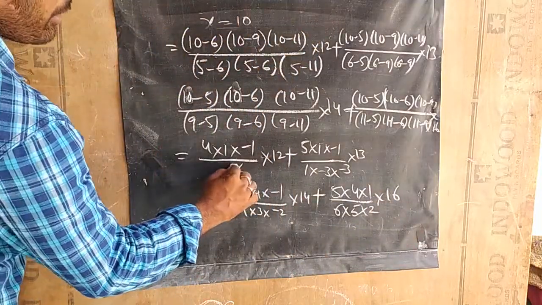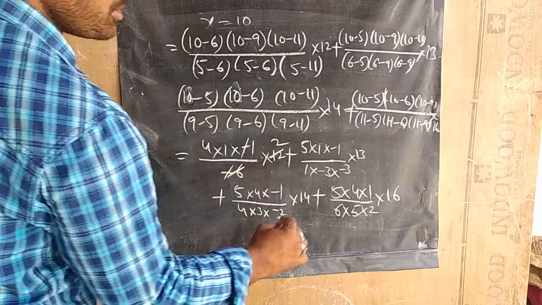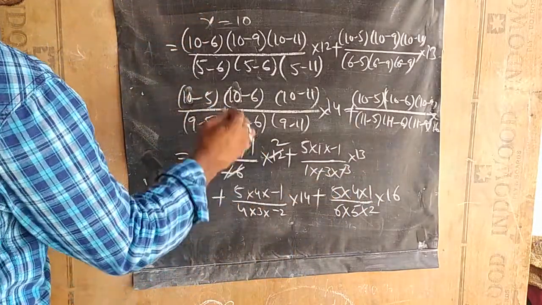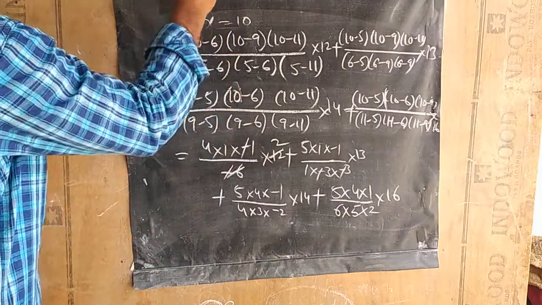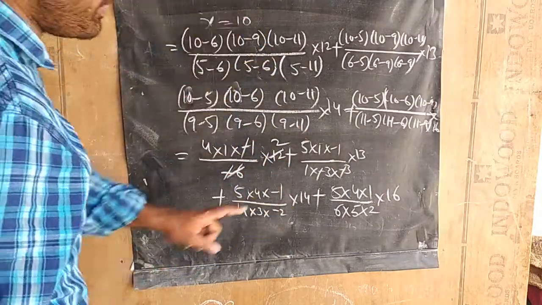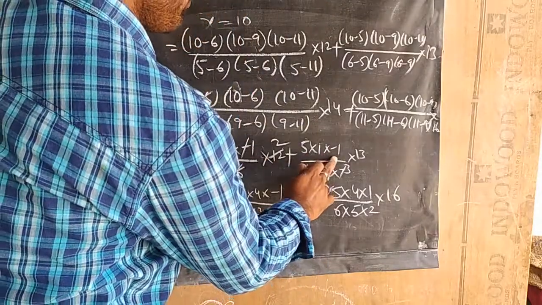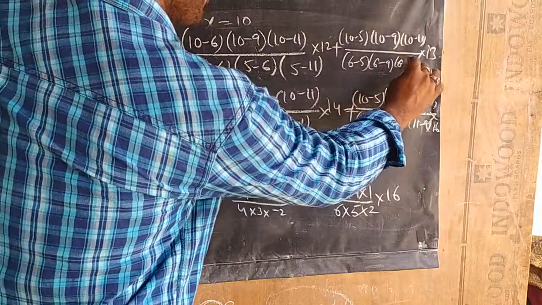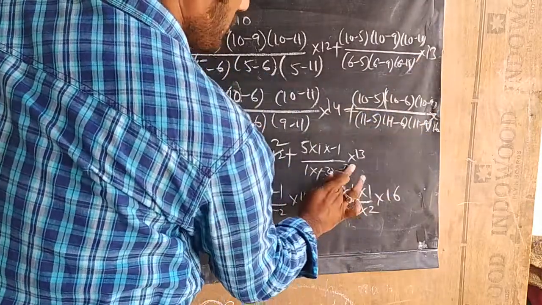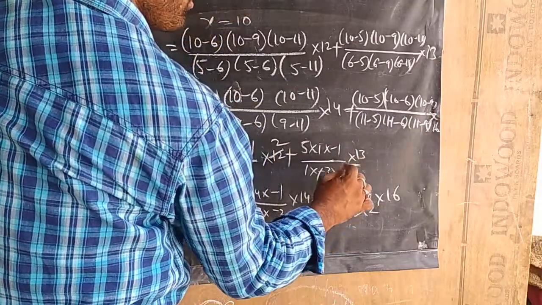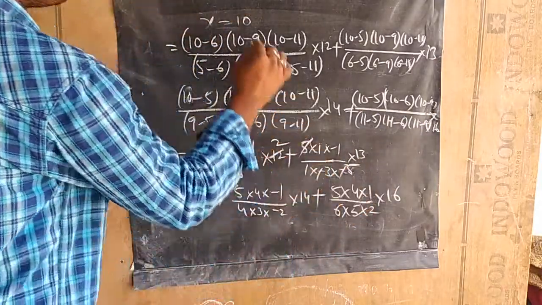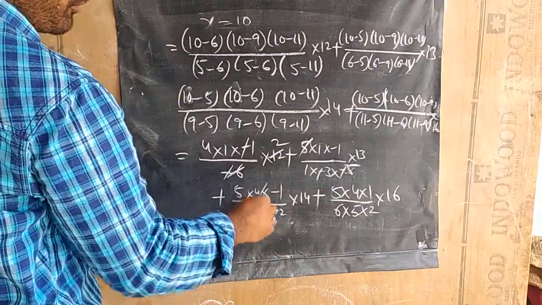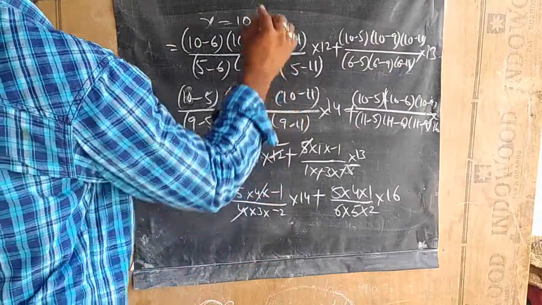If you further simplify, minus minus gets cancelled, 6 ones, 6 twos. Here also minus into minus is plus. So here the answer is 8. Then 6 minus 11 is minus 5, so 5 gets cancelled, and the answer is 13 by 3. Here 4 gets cancelled, so the answer is 5 by 6.